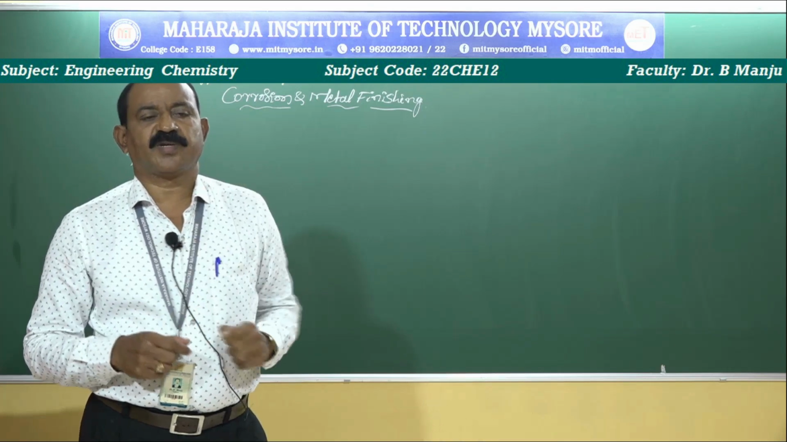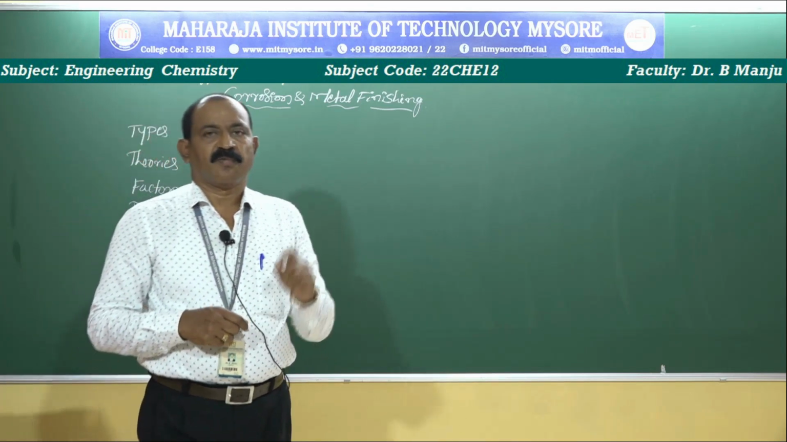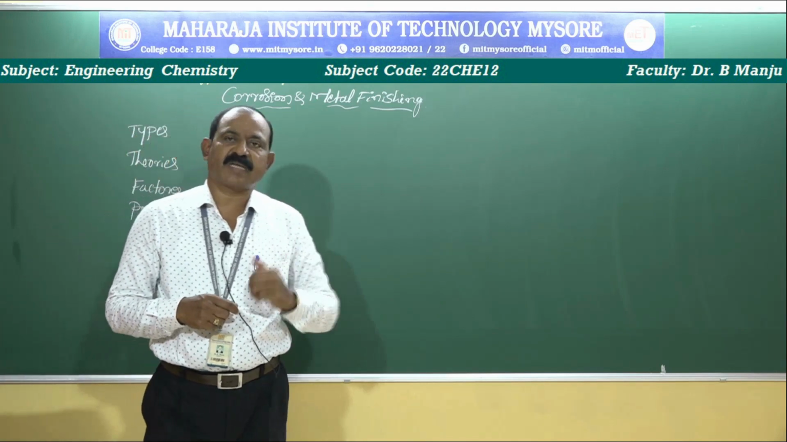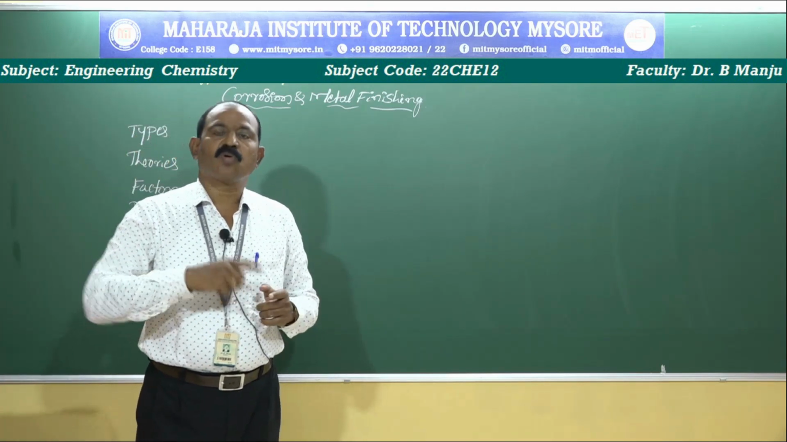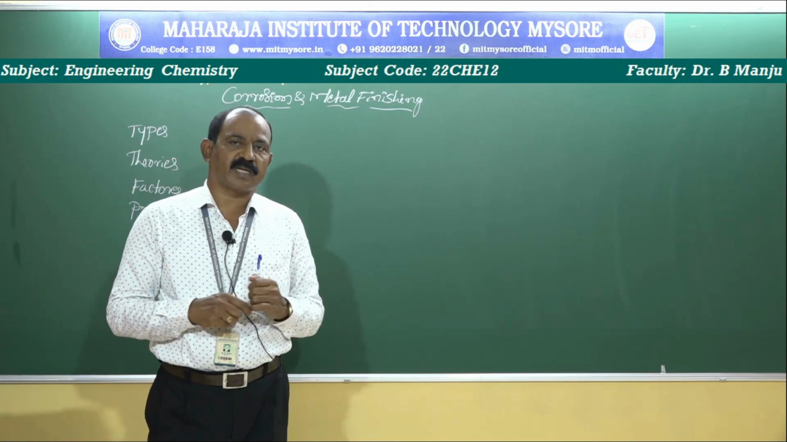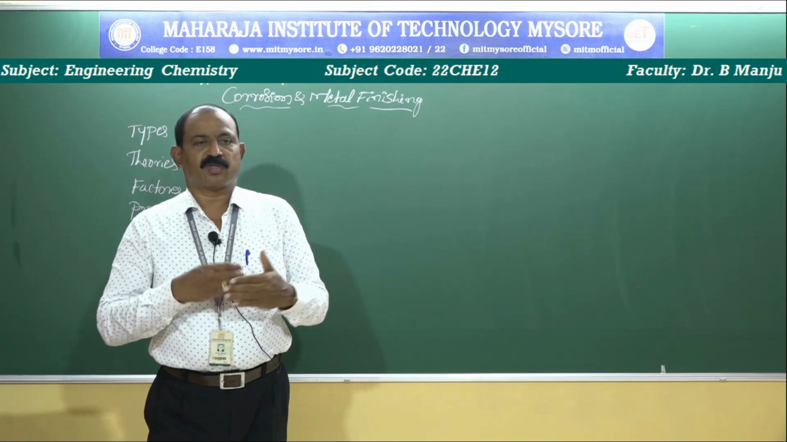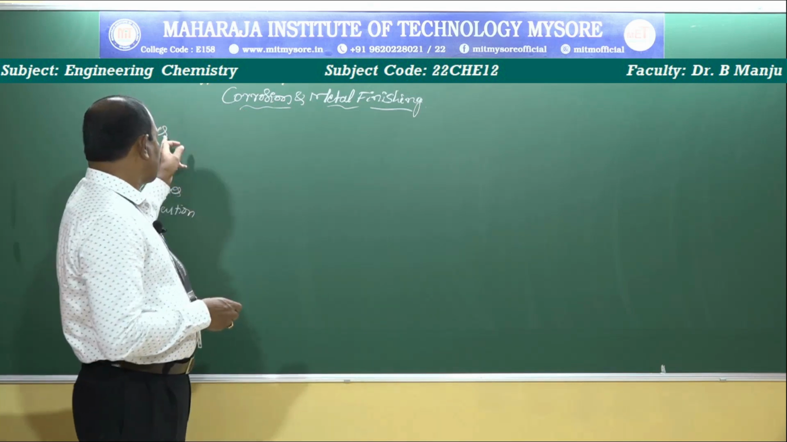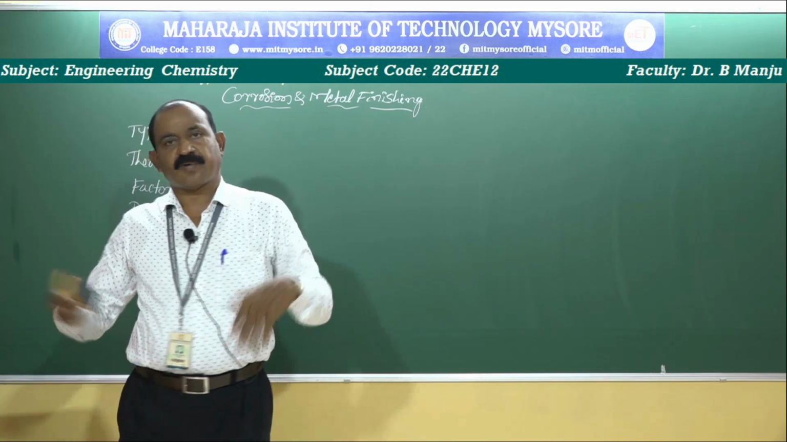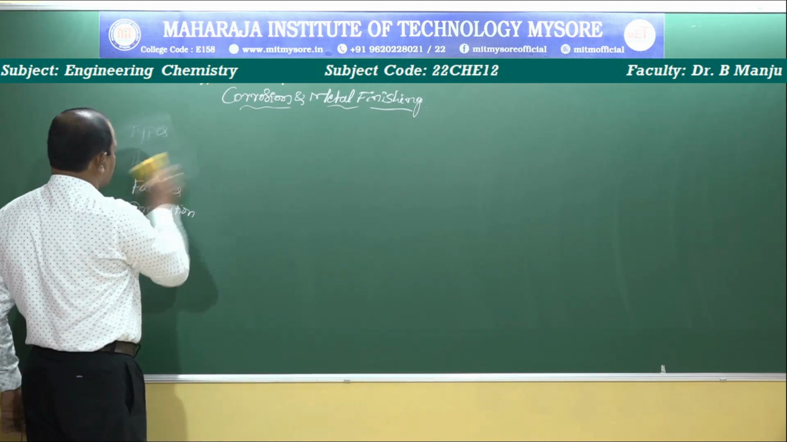The concept of the differential aeration theory is that where oxygen concentration is less, that portion always acts as the anode, and the more oxygenated surface acts as the cathode. Now today we are going to study the types of corrosion. The general types, dry and wet, are further classified into many types.